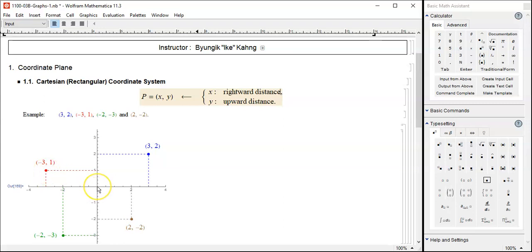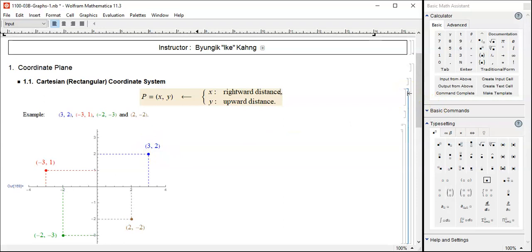How about the green point? From the origin, negative 2 units to the right, or equivalently 2 units to the left, and then negative 3 units up, the same as going 3 units down. And likewise, we have this brown point. For simplicity, I have only integer units, but I could have selected any pair of real numbers. So instead of 3, I could have selected, say, pi, 3.14 something.